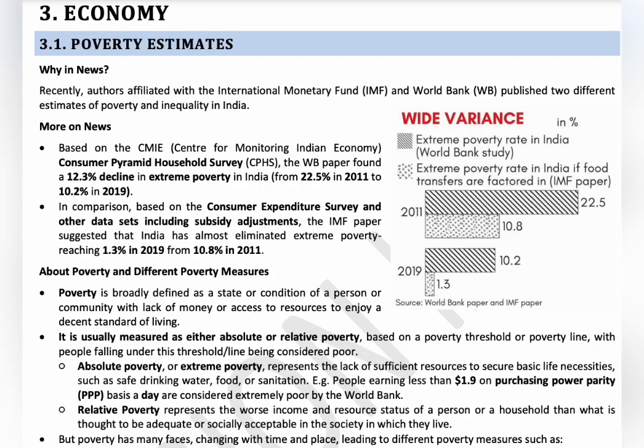Next topic is poverty estimates. Absolute poverty or extreme poverty is where people lack safe drinking water, food and sanitation. As per the World Bank's Consumer Pyramids Household Survey, there is a 12.3% decline in extreme poverty. It was 22.5% in 2011 and in 2019 it decreased to 10.2%. And as per the Consumer Expenditure Survey report, the International Monetary Fund suggested that India has almost eliminated extreme poverty. It was 10.8% in 2011 and in 2019 it was 1.3%.